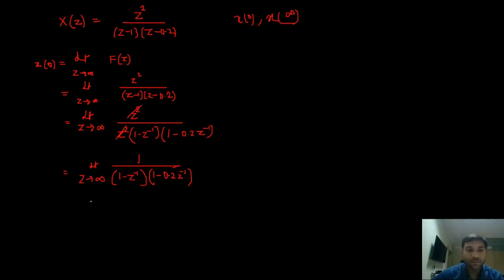Now I'll substitute z equals infinity. z is infinity, so what happens to z inverse? z inverse goes to 0. So if I substitute z equals infinity, what will I have? I'll have 1 divided by 1 minus 0, that is 1, multiplied with 1 minus 0, that is 1. So my initial value is 1. x of 0 is equal to 1.